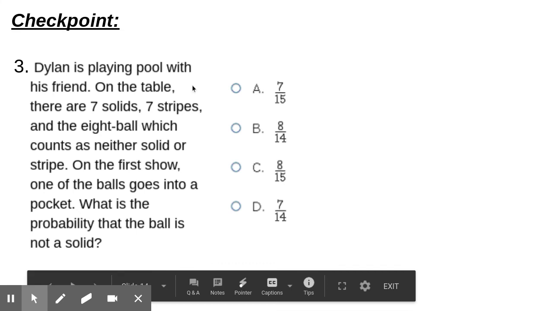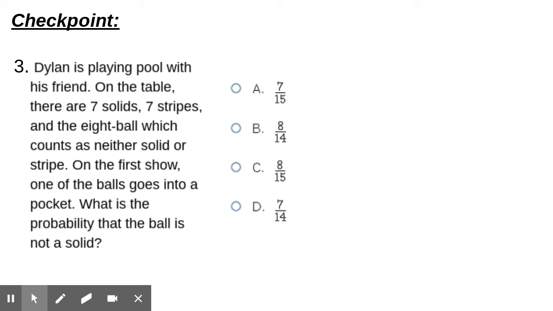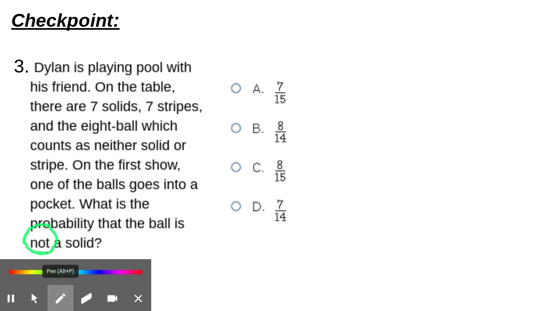All right. This one was always a tricky one. I do like this question. It says, Dylan is playing pool with his friend. On the table, there are 7 solids, 7 stripes, and an 8 ball, which counts as neither a solid nor a stripe. So right there, you have 7 solids, 7 stripes, and an 8 ball. So you have a total of 15 balls on that pool table, okay? On the first shot, one of the balls goes into a pocket. What is the probability that it is not a solid?